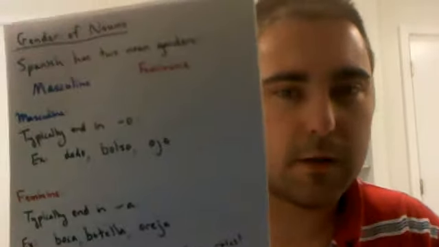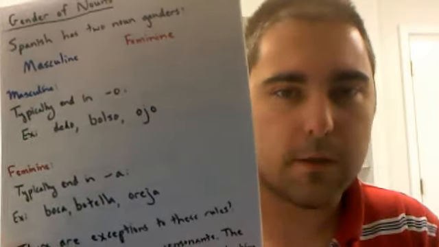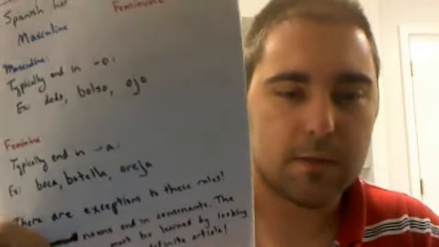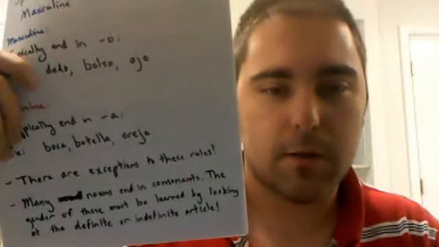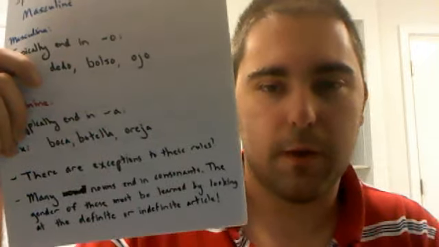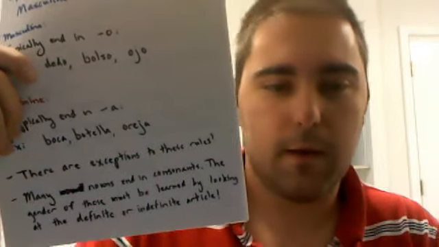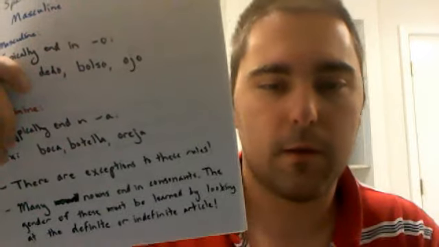Masculine nouns in Spanish typically end in O, and feminine nouns in Spanish typically end in A. There are exceptions to these rules. They'll be covered a little bit later in the video. And many nouns in Spanish end in consonants or in the letter E, or as you would say in Spanish, E. The gender of these nouns can be either masculine or feminine.